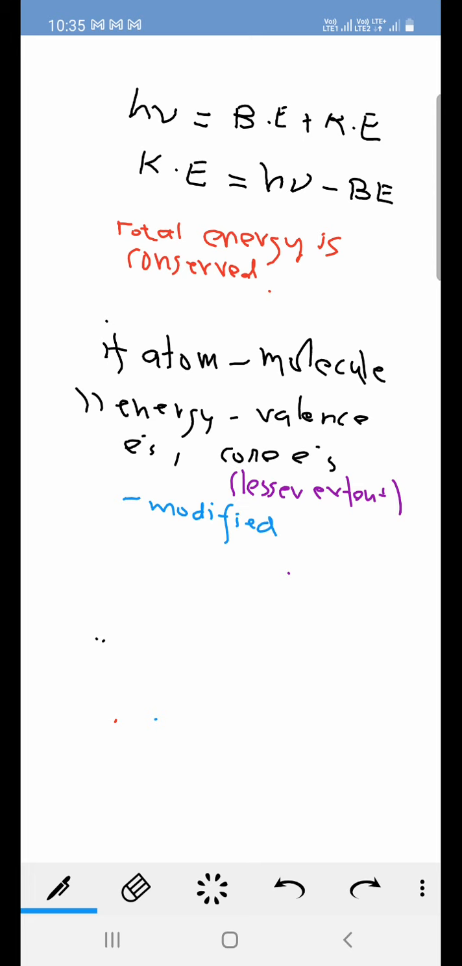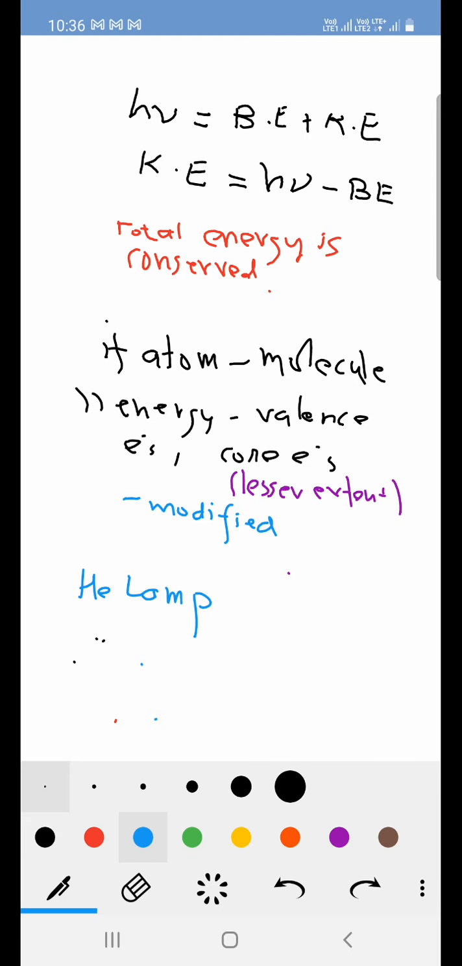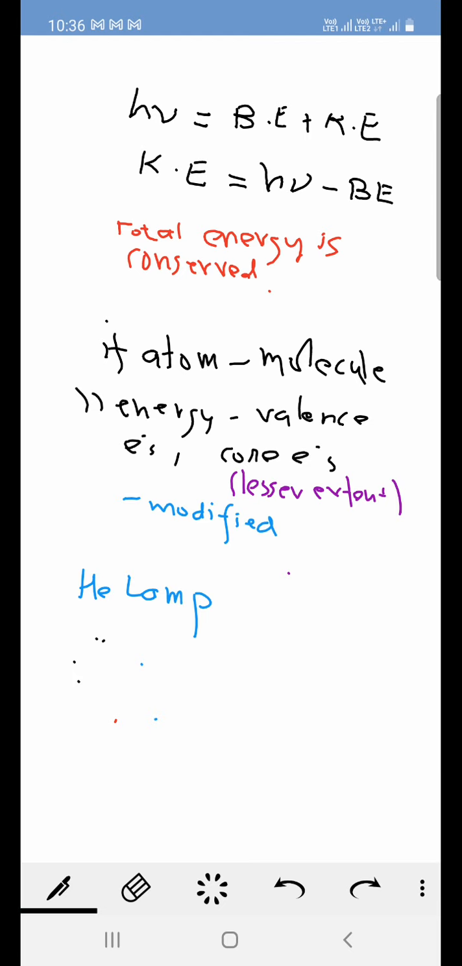Now let's take that we are using a helium lamp, which has got a wavelength of 58.4 nanometers. It's in the UV range.